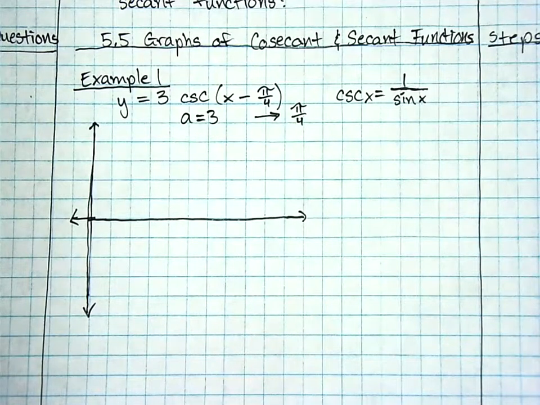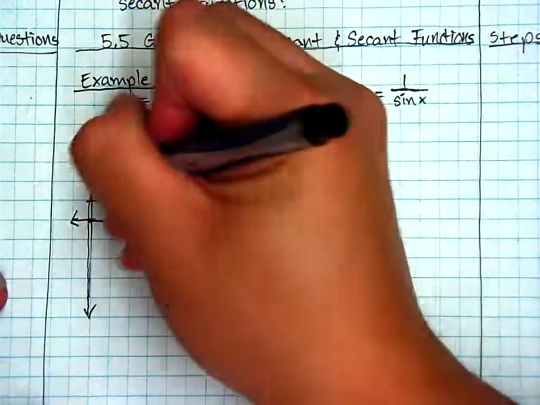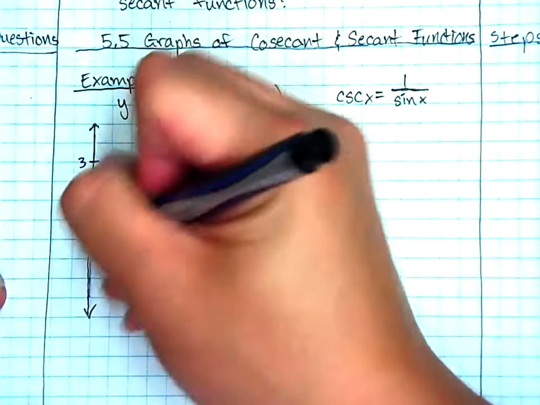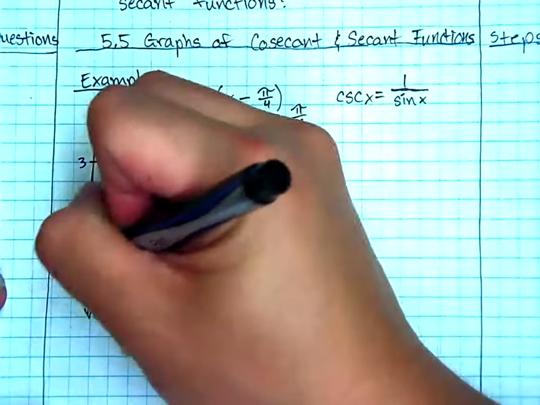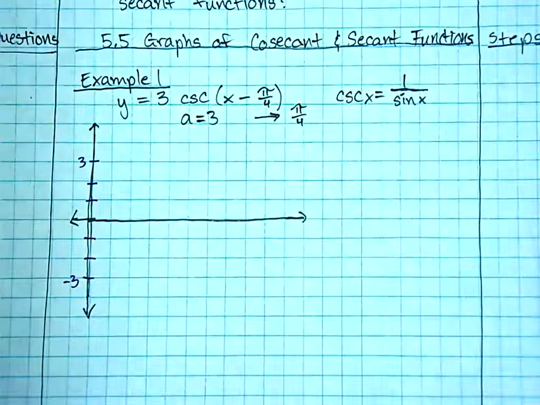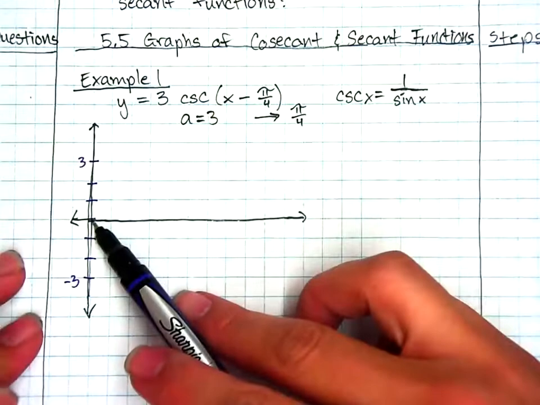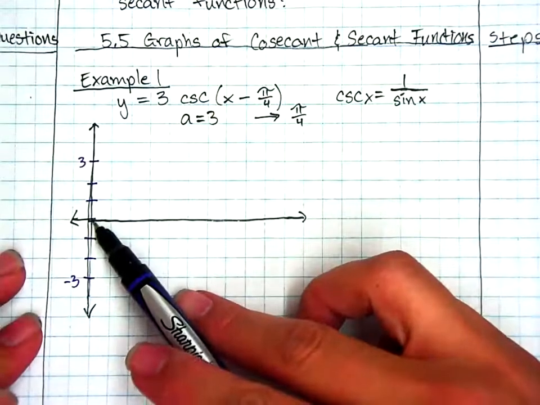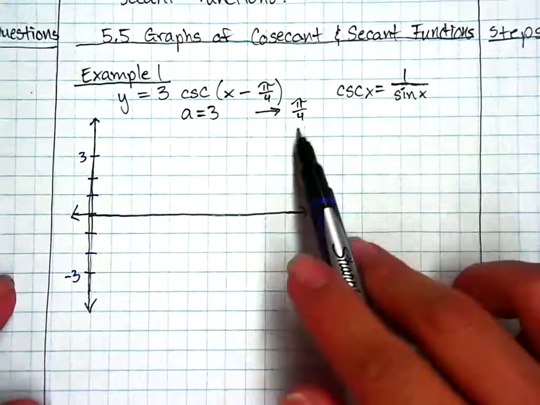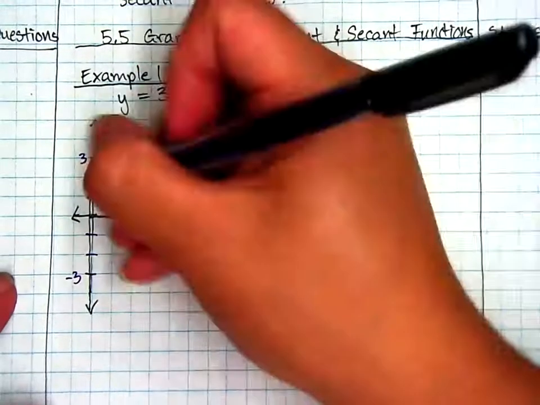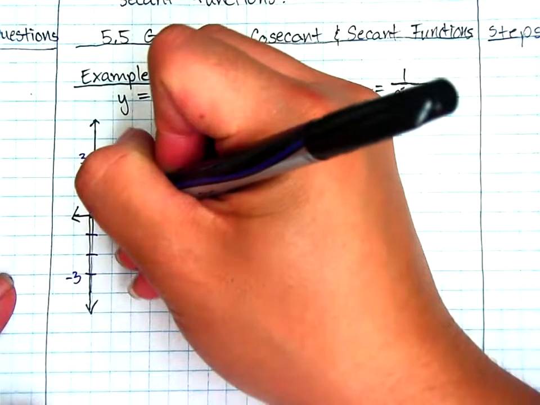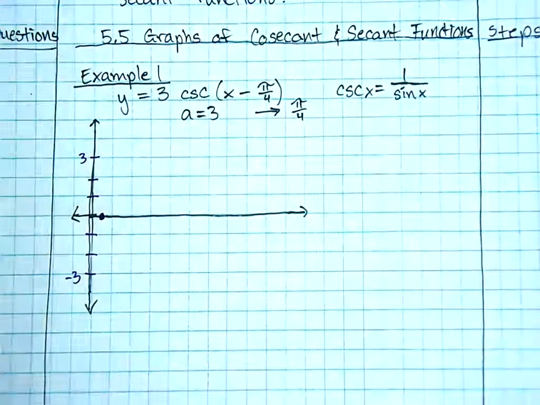Okay? So I'm going to start off with a sine function that's amplified by 3. So let's go ahead and use that right now. 1, 2, 3. 1, 2, 3. And I know that sine at 0 is 0. But I'm going to go ahead and also shift it to the right. So technically, my starting point is at pi over 4.